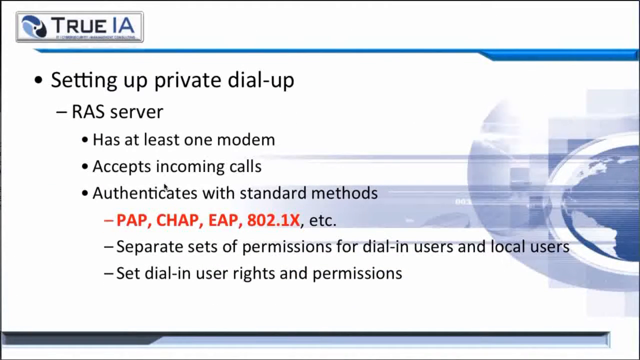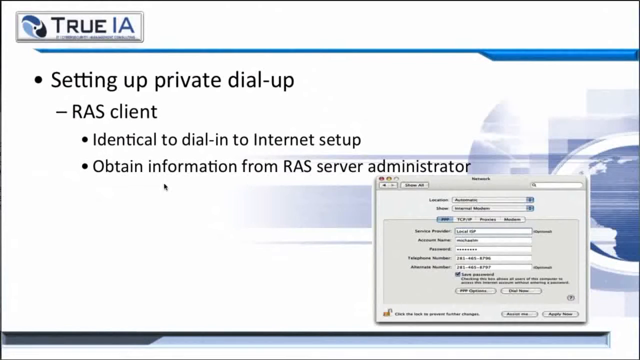To set up private dial-up, first you need to set up your RAS server. You'll need at least one modem that's capable of accepting incoming calls. Then identify your authentication method. Most common is PAP, CHAP, or 802.1x. Then on the other side, you need to configure your remote access client. It's pretty much identical to the dial-in to an internet service from an ISP. You'll obtain the information from the RAS server, however, this time, enter it into your client, and you're on.